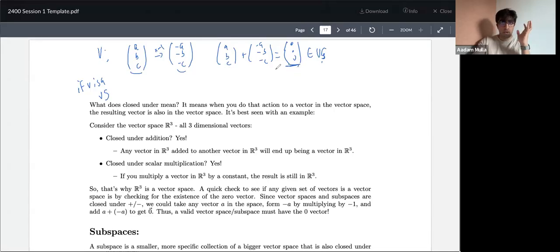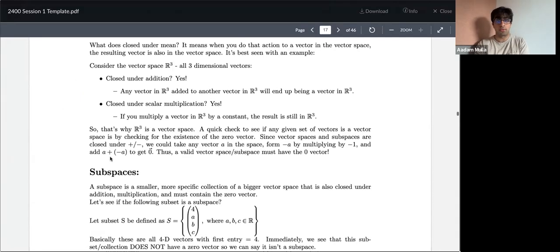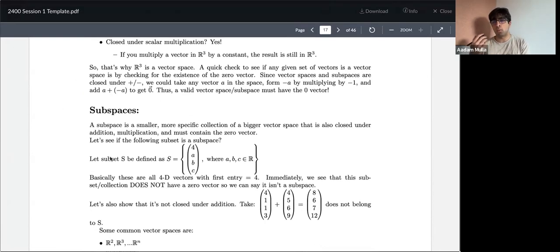Okay, so we're going to see examples of not vector spaces later on. You might be thinking, what could not be a vector space? We'll see examples. But first, let's talk about subspaces. So these words are kind of confusing. There's a lot of words in this class, if you haven't realized.